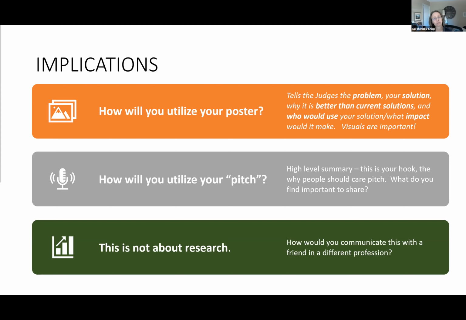If you can, use as many visuals as possible. We prefer fewer words and more visuals, so that it's more of an engaging infographic and less of a traditional academic poster. You use your pitch.